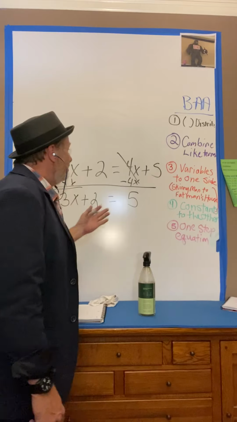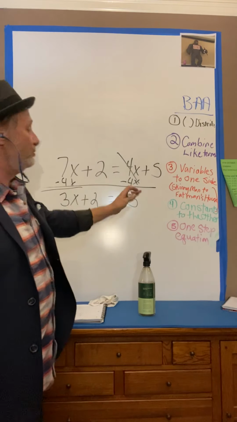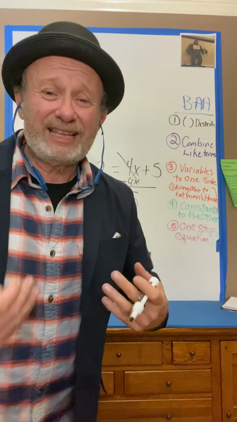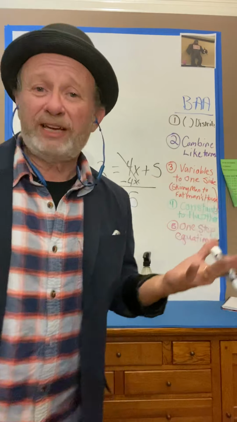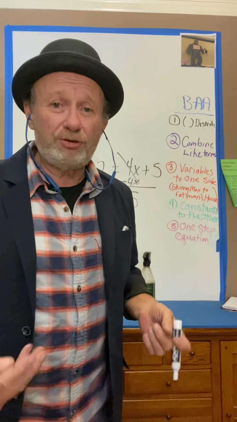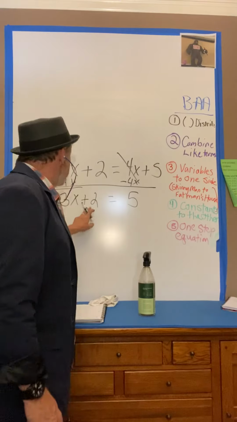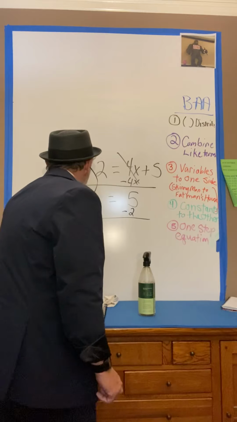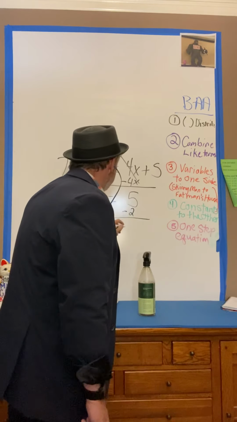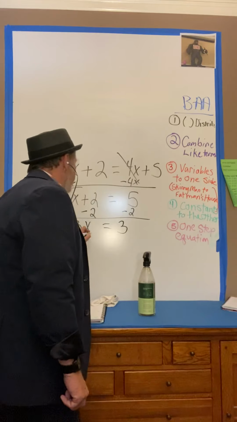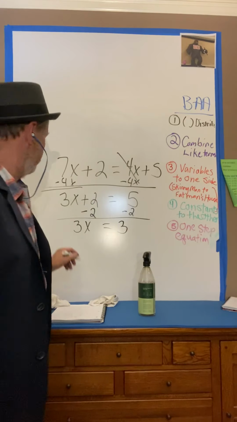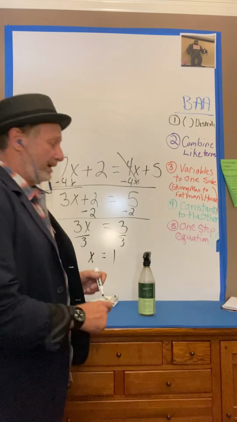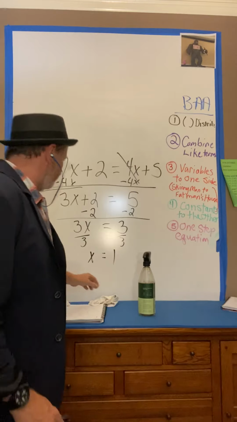Then, after you've moved the variables to one side, you're going to move the constant to the other. Well, I've got a 2. What is a constant? A constant is any number that's not attached to a variable. Okay, 3x plus 2, 2 is the constant. So I'm going to move it to the other side. That gives me 3x equals 5 minus 2, which is 3. And then finally, it's a one-step equation. Divide by 3, divide by 3, x equals 1, since 3 goes into 3 one time. All right, so that kind of is a quick review.